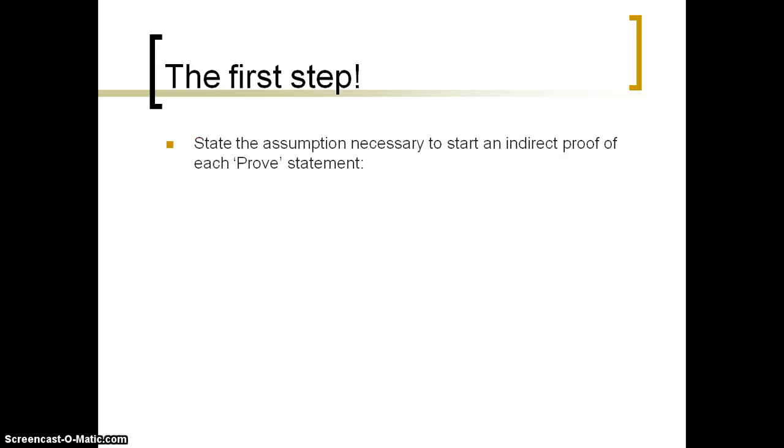So the first step is just being able to take proof statements and assume the opposite. The directions here say state the assumption necessary to start an indirect proof of each proof statement. So if we were given a proof statement that said prove that triangle ABC is not congruent to triangle DEF, to complete an indirect proof, I would have to assume the opposite. So the opposite of that would be that triangle ABC is congruent to triangle DEF. So that's our new proof statement.